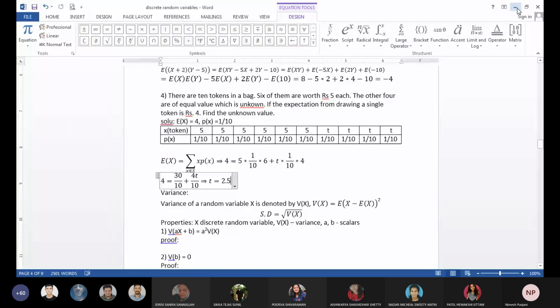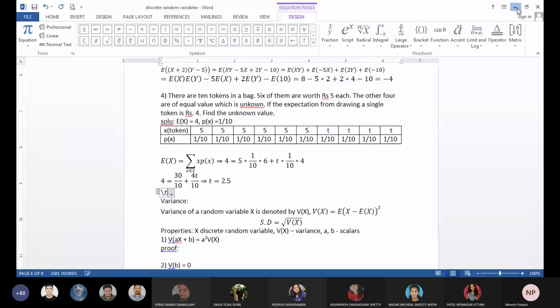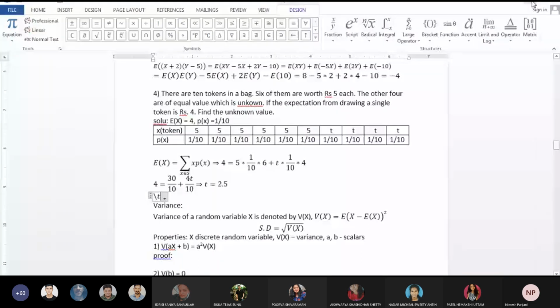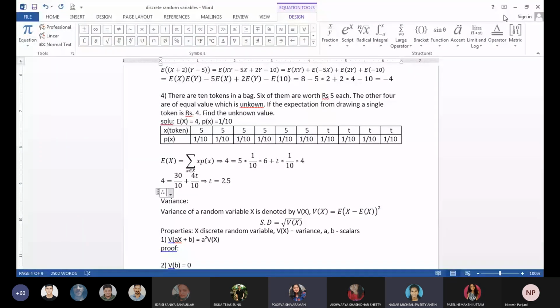Okay, so it's like now. Is the file visible? Yes, sir. It's visible. Okay, it had minimized in between. So there are 4 tokens of value 2.5 each. So is this sum clear?